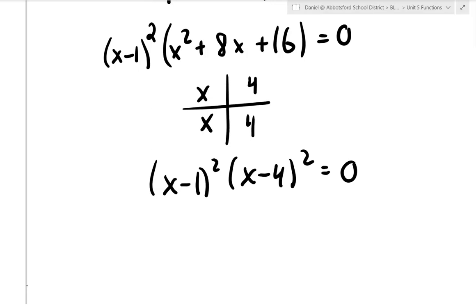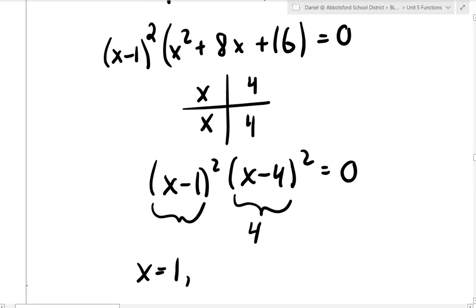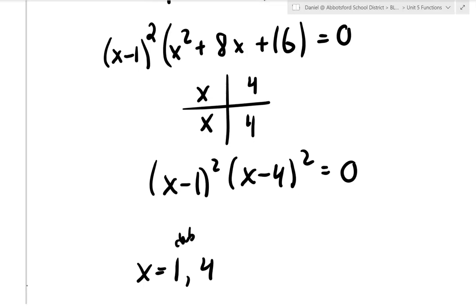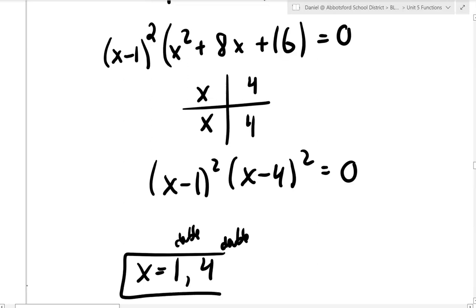So what would make this thing 0? 1. And what would make this 0 would be a 4. And these are both doubles. So if we were drawing this, it would bounce back once it hit the x-axis. Or you could say it has multiplicity of 2. So both of these are doubles. Not that it really matters for us. We're not drawing anything right now. But it is just worth noting.